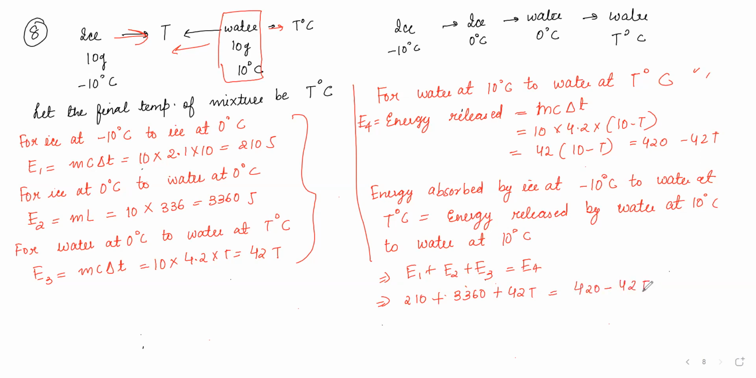Okay, we'll just calculate this. So this is coming out to be, we'll use the calculator again. 210 plus 3360 minus 420, 3150, minus 84T.